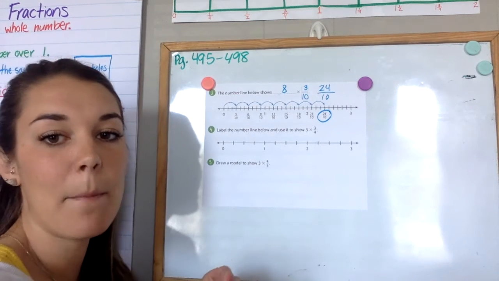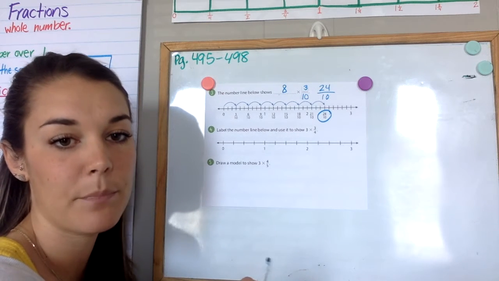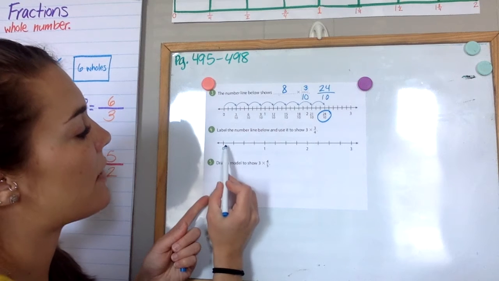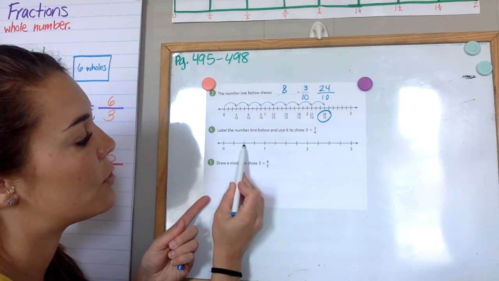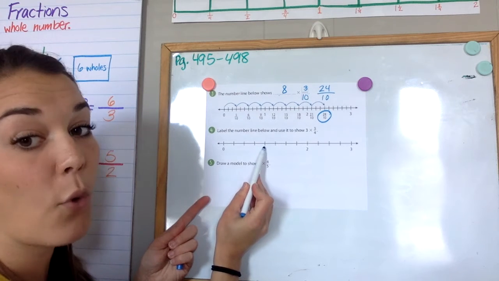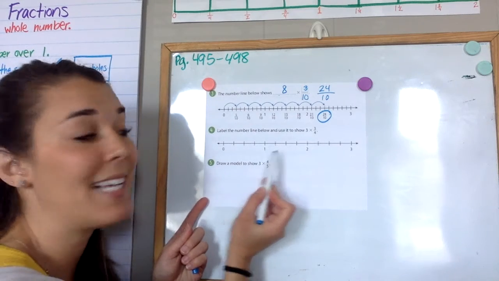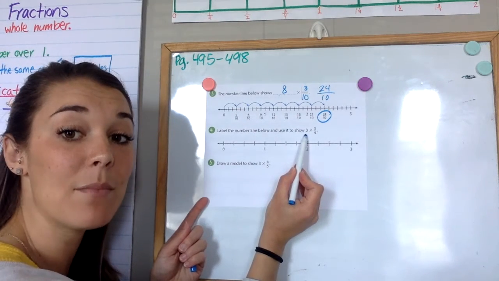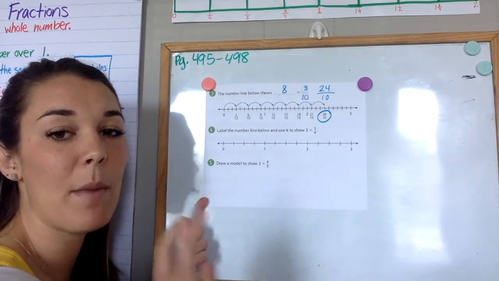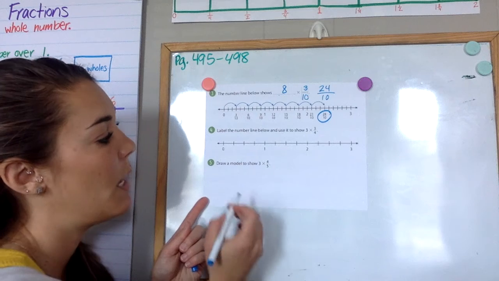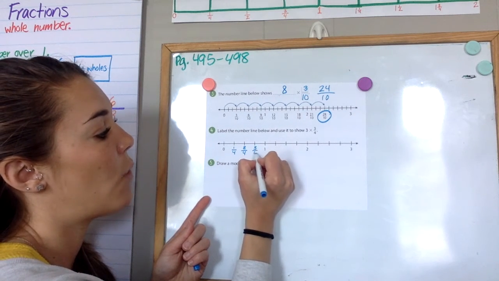Next, label the number line below and use it to show 3 times 3/4. Okay, so they already did this for me, that each of these is 1/4. I know that because this is 1/4, 2/4, 3/4, 4/4, which is the same thing as 1, right? I know I'm going to need to hop up 3 times, and those hops are going to need 3/4. So I'm going to label my fourths first, okay? So I'm going to have 1/4, 2/4, 3/4.